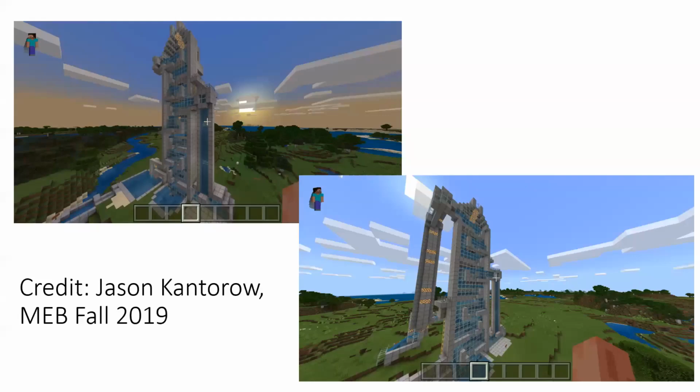These photos are from one of my MEB students in fall 2019. This is an extra credit project where he made a distillation column out in Minecraft. I thought this was really cool and a really neat visualization of how it works using the Minecraft world.